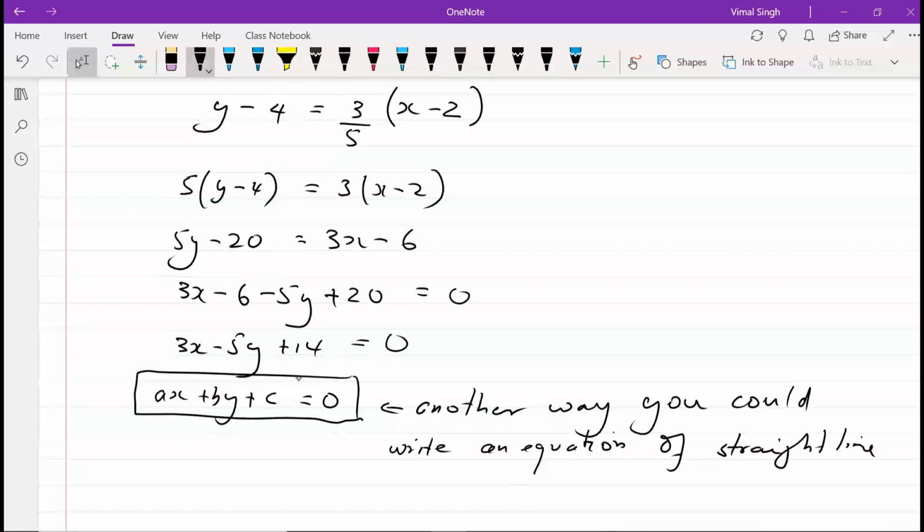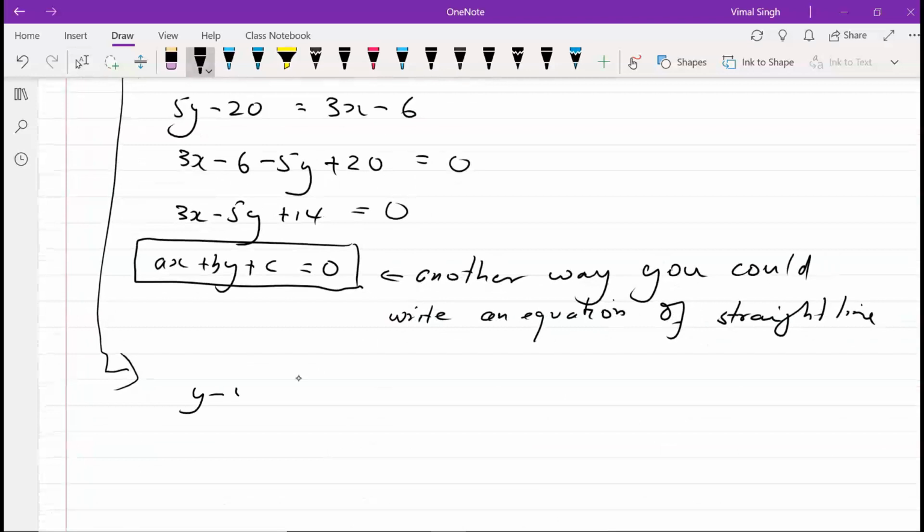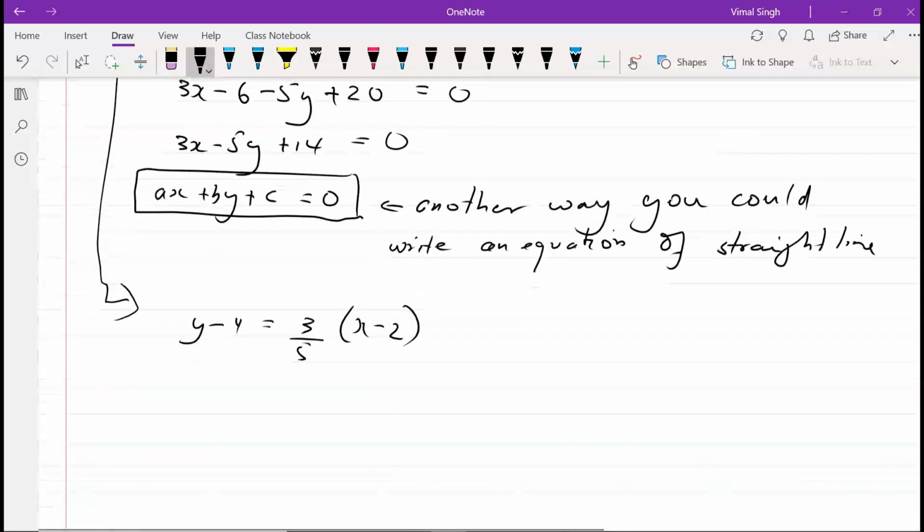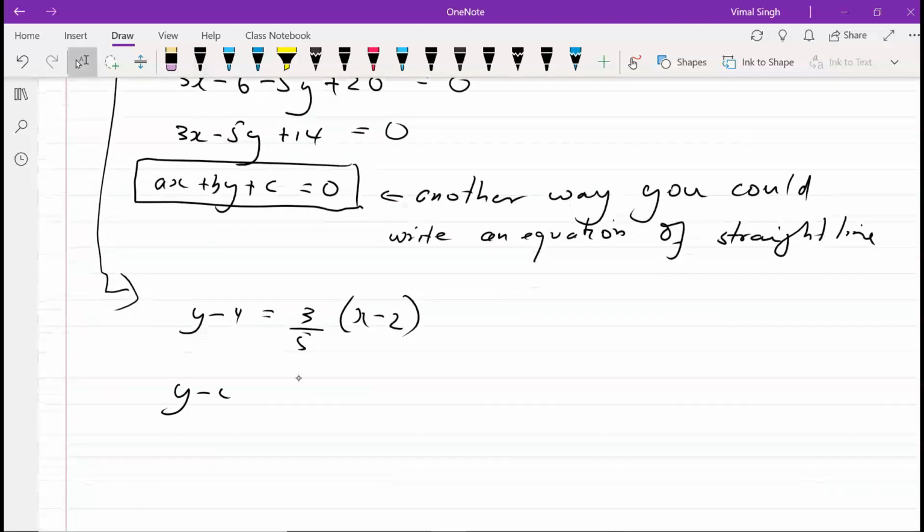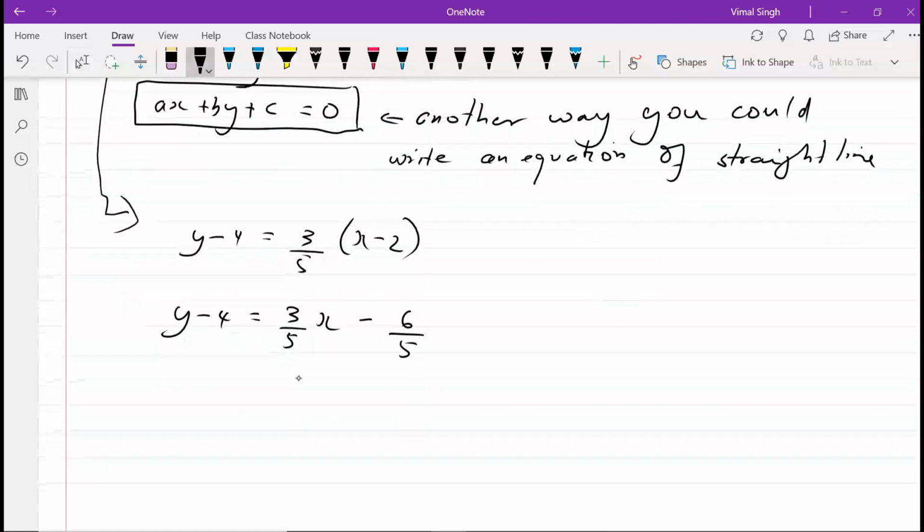So let's just go back to this and do this again. So we had y minus 4 is equal to 3/5 into x minus 2. So what I'll do is I'll go y minus 4 is equal to 3/5 x minus 6/5. So I'm expanding the right hand side over here. And now I need to write this in the form y is equal to mx plus c. So I'll take this minus 4 to the right hand side by adding plus 4. So that becomes 3/5 x minus 6/5 plus 4.